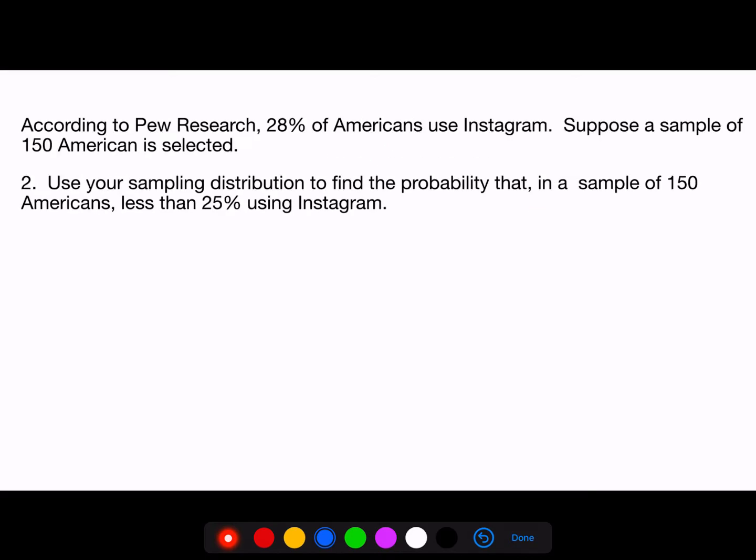Let's take a look at another example. Use your sampling distribution to find the probability that, in a sample of 150 Americans, less than 25% use Instagram. So remember, we had a picture of the distribution. It's normal. It's centered at 0.28, and the spread of the distribution is 0.037. And what we're being asked to find is the probability of a sample proportion less than 25%. In other words, we're looking for the area in this left tail of the distribution. And we're going to find that using a normal calculator.